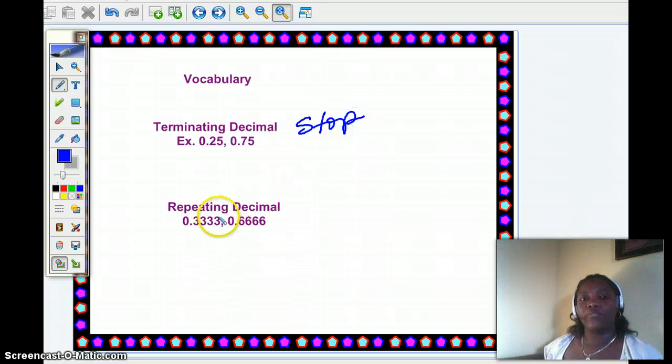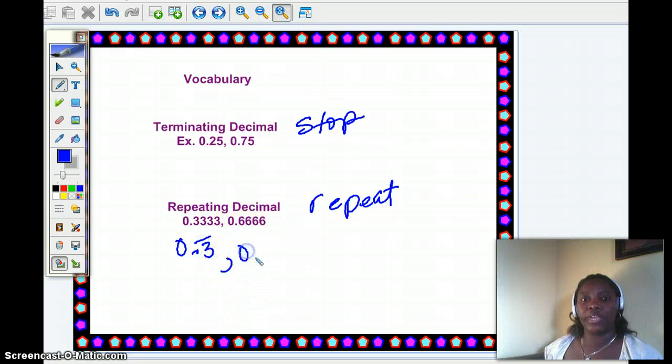Okay, and here we have repeating decimals. Those numbers actually repeat. We can have a single digit that's repeating. In this case, it's 0.333 and over here we have 0.666. Those two numbers are repeating. To show that these numbers are repeating, the shortest way to write them is to put 0.3 with a bar over it, or another way is to use points.